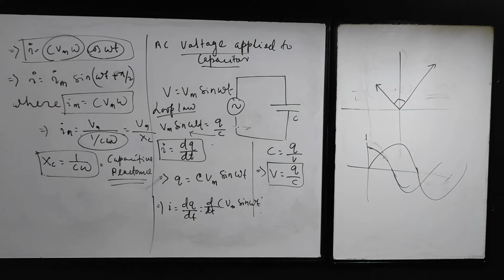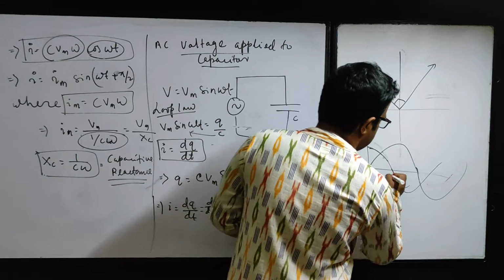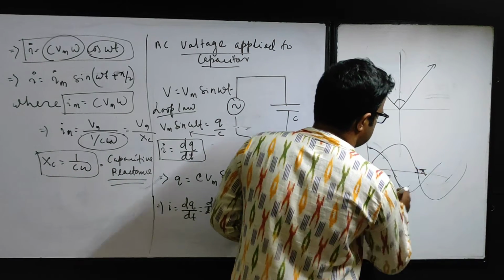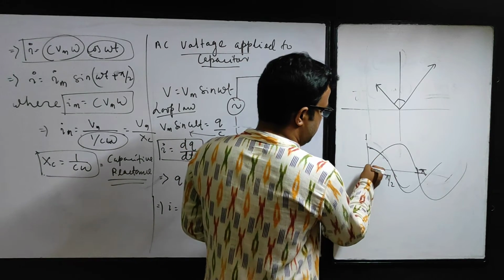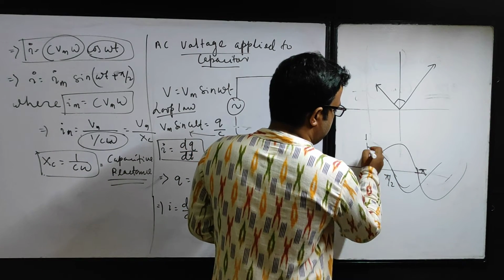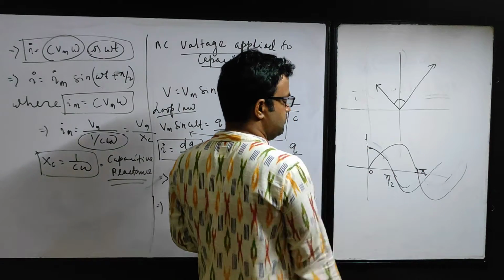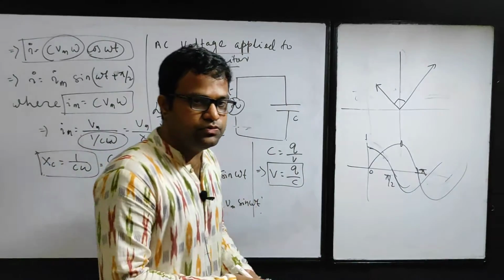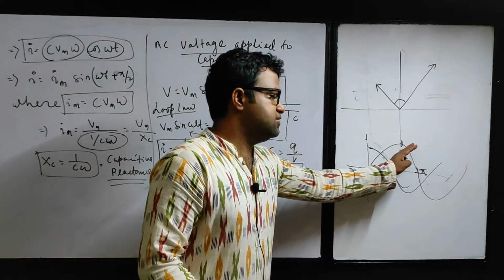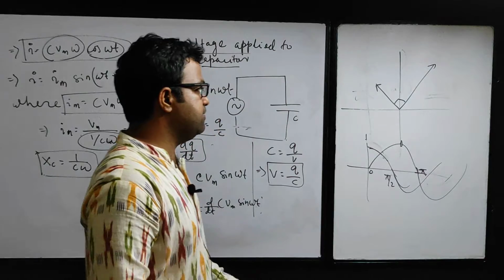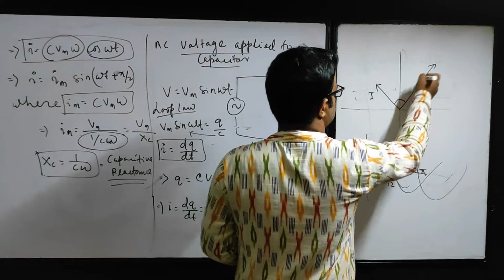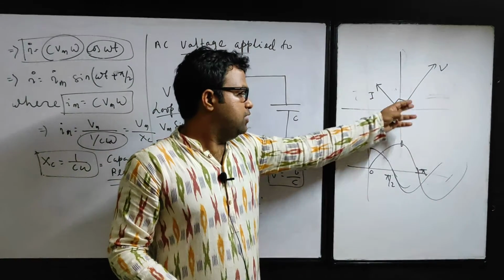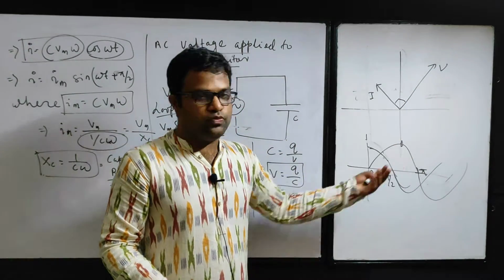If this is your pi by 2, this is your pi. Here at pi by 2 you are getting the current at maximum, but your voltage is maximum at pi. That means your voltage is getting the peak at a later time. So this is your current and this is your voltage.